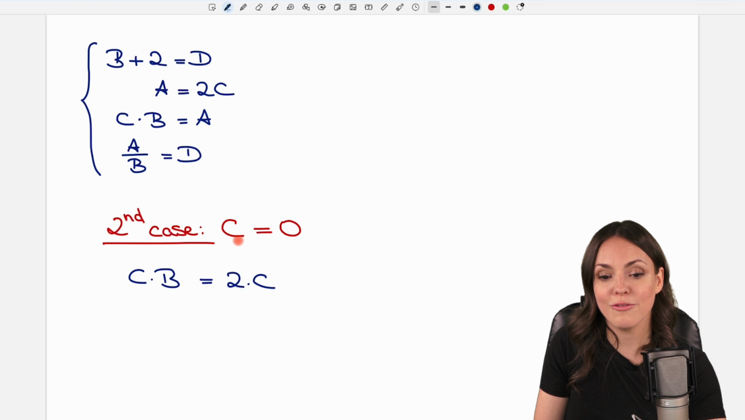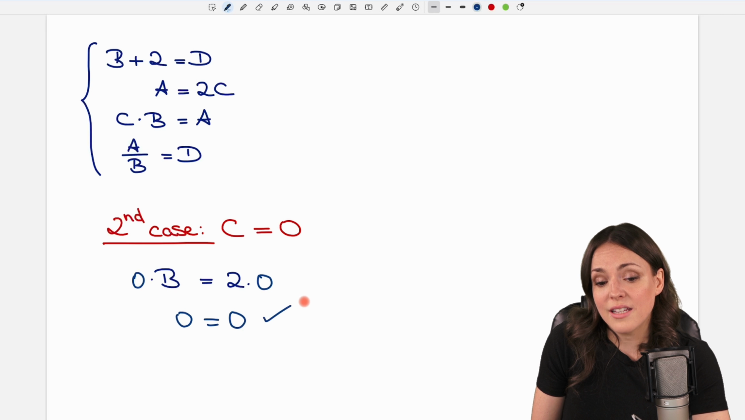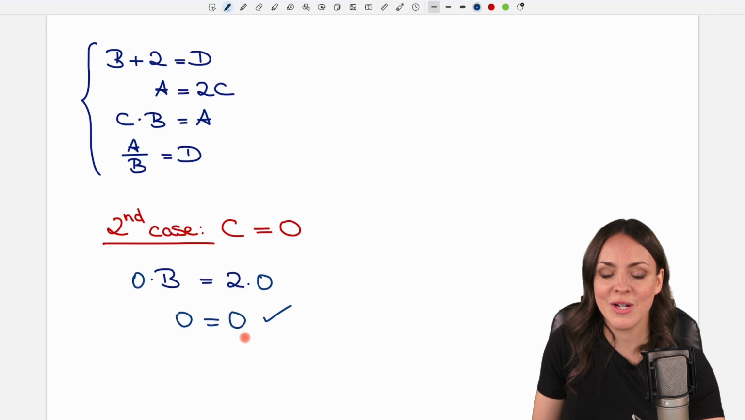What really happens if my C actually equals 0? Can this be the case? Let's find out. If C equals 0, then we would insert 0 here for C, and here as well. Instead of C, we write a 0. So we have 0 times B, which equals 0, and 2 times 0, which equals 0. 0 equals 0. Well, that's correct. It's not wrong. So it's not that we have an error here somewhere where we're like, no, this cannot be the case. This is a correct statement. So it could be that C equals 0.